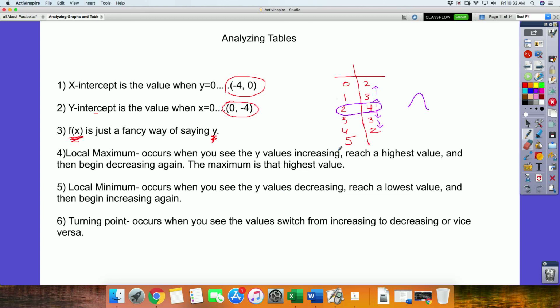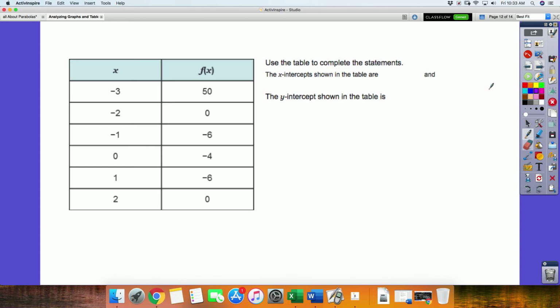And then a minimum is going to be the same thing. Minimum would be if we had down arrow, because it's getting smaller, and then it started getting bigger. And then a turning point is just another fancy name for the maximum or minimum. It's that point where it stops going up and starts going down, or vice versa. So we've already done all of this when we're looking at graphs. Now they just want to know, can you take what we learned in the graphs and apply it to a table?